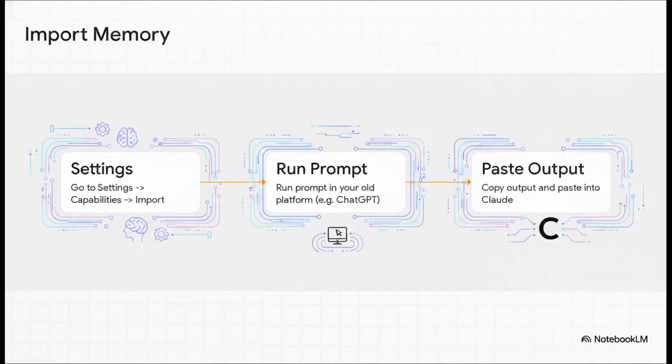Moving right along to tip 2, setting up memory. Claude gets exponentially more useful the more it knows about you. And hey, if you're migrating from another AI platform, you don't have to start from scratch. It's super easy. Just go into Settings, click on Capabilities, and hit Import. Claude will actually hand you a specific prompt. You just run that prompt in your old platform, copy whatever it spits out, and paste it straight back into Claude. Just like that, all your valuable context transfers right over.